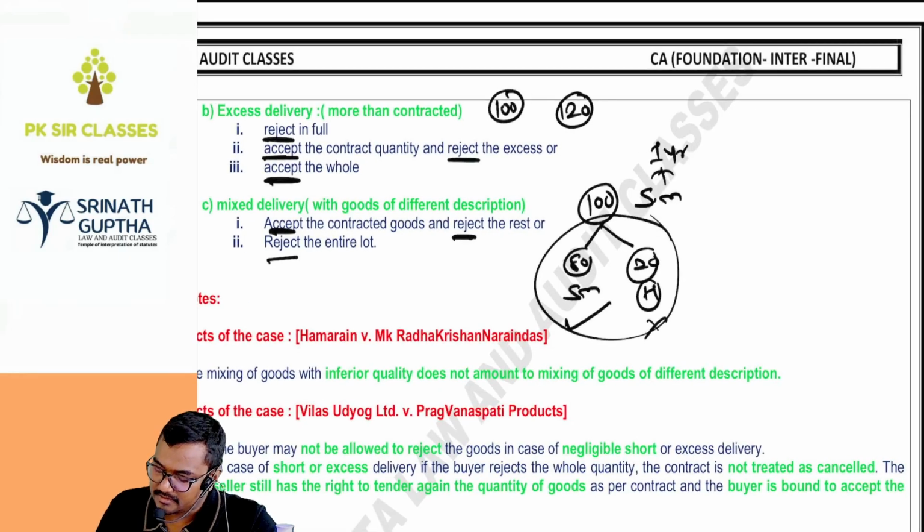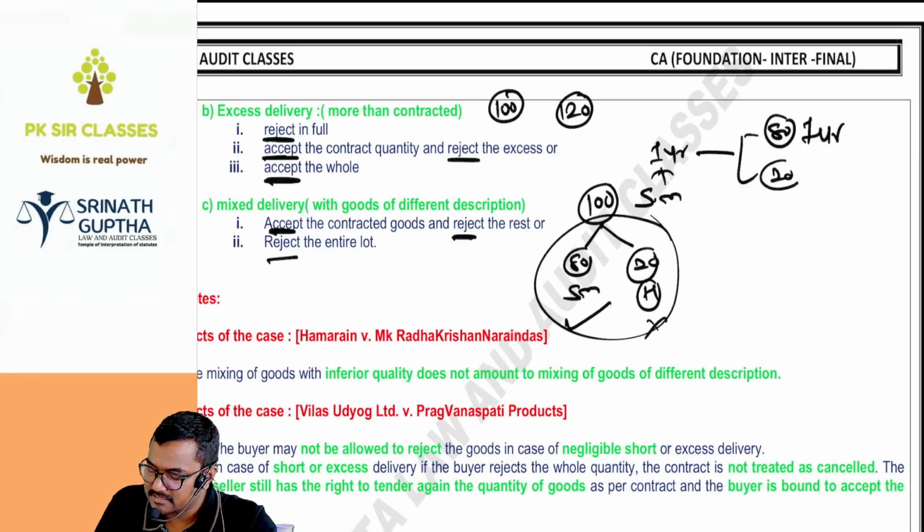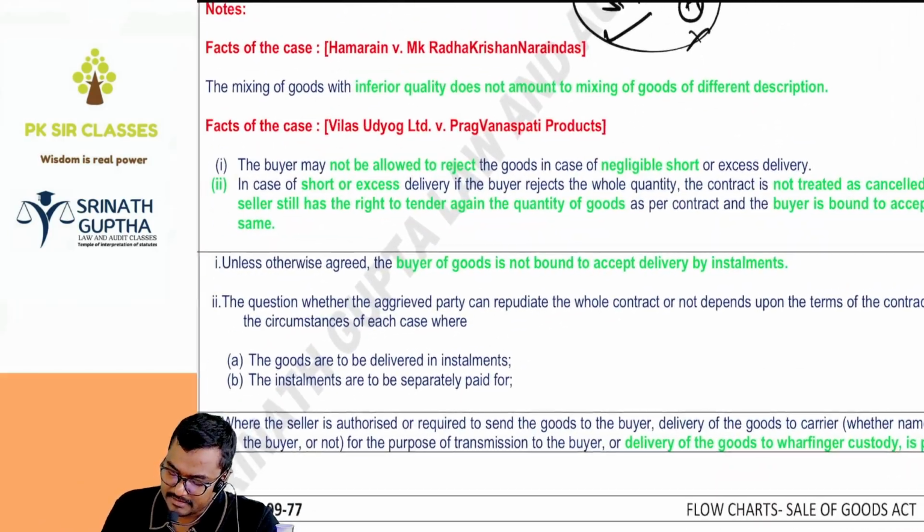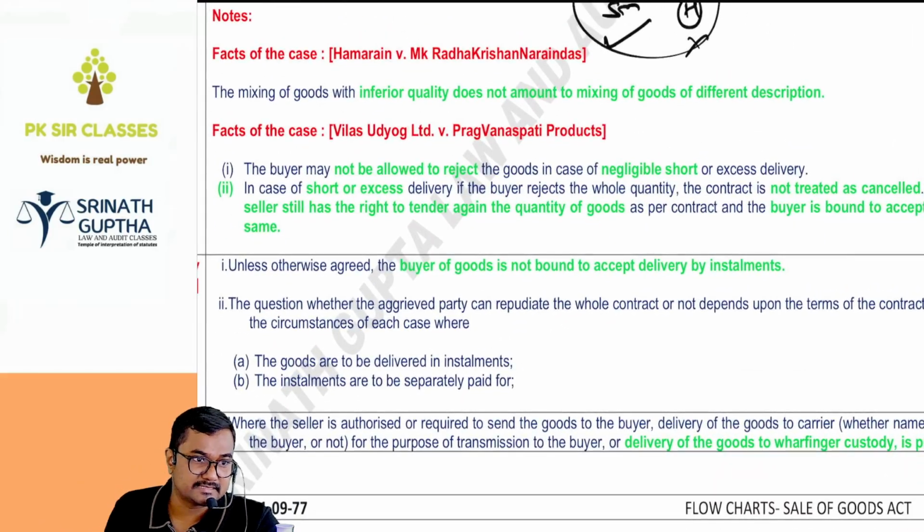But if I'm giving Sona Masuri, 80 bags 1 year old and 20 bags new rice, the section is not deemed to be attracted. The section will not be attracted. There is no mixing of the goods. Mixture means different description. Even in case of excess delivery or short delivery, the buyer can reject the goods.